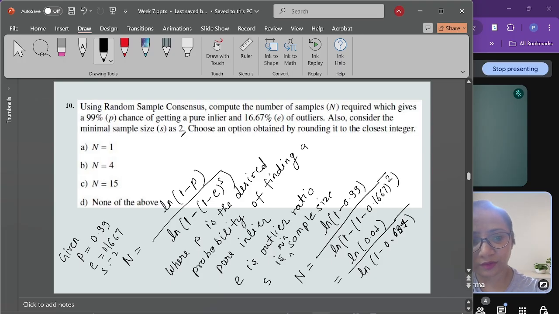Okay, so if you further calculate, you will get minus 4.605 here in the numerator, and in the denominator 1 minus 1.185. So here the value you will get is 3.886, which is approximately equal to 4. Okay, so the number of samples required, that is n, is equal to 4. So option B is the correct answer for this question.